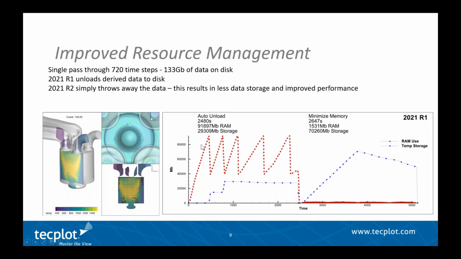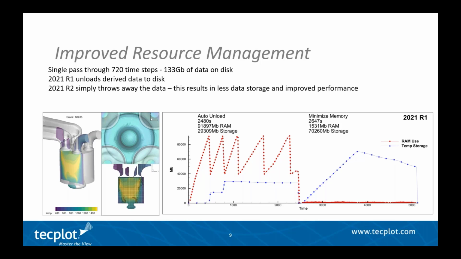And we ran this in two cases, one using Tecplot's load on demand strategy called auto unload. So the RAM would continue to climb until you hit the auto unload threshold, which is defined in one of our dialogs, and then it would unload the data and save it to disk. So you can see that red line drops at the same time as the blue line comes up. And then we ran it a second time using our minimize memory use concept, which will unload data as soon as you advance to the next time step. And so you can see that the temporary storage continues to climb and climb and climb.